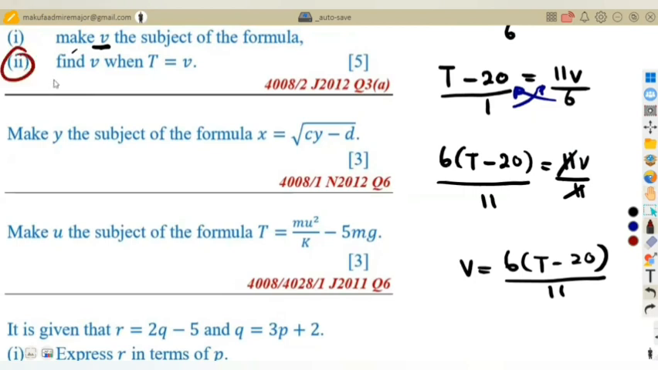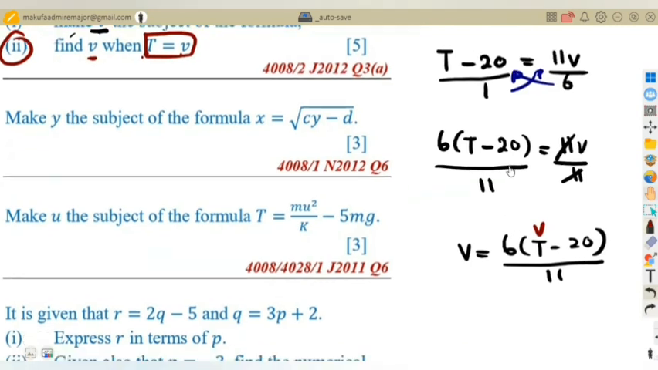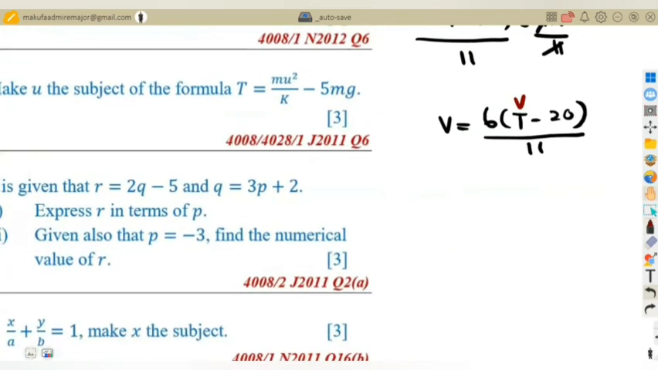Now they are saying, find V when T is equal to V. They are saying T is equal to V. So where there's T here, we are going to put a V. That is what they are saying. So meaning to say, find V if T is equal to V. So we are going to have V is equal to, where there is T, we are going to put a V. So it's going to be V minus 20 over 6.